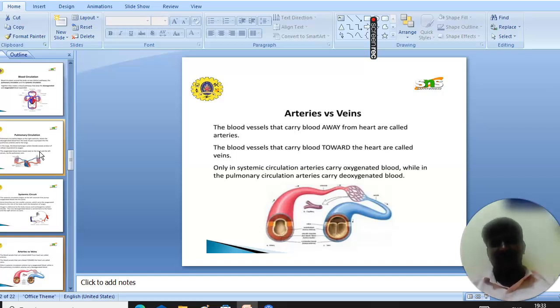Next, we will see the difference between arteries and veins. The blood vessels that carry blood away from the heart are called arteries. The blood vessels that carry blood towards the heart are called veins. Only in systemic circulation do arteries carry oxygenated blood, while in the pulmonary circulation, arteries carry deoxygenated blood.